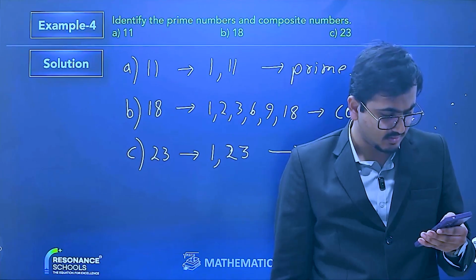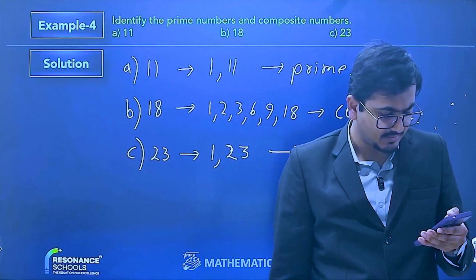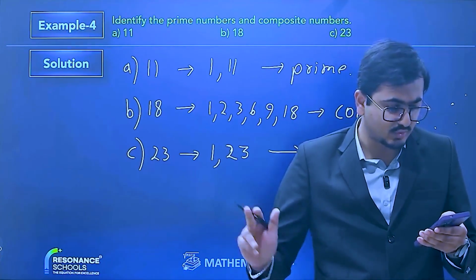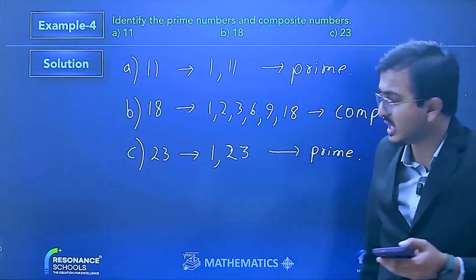Done? Is it clear? Done. Composite means it will have more than two factors. Clear? That's it for now.